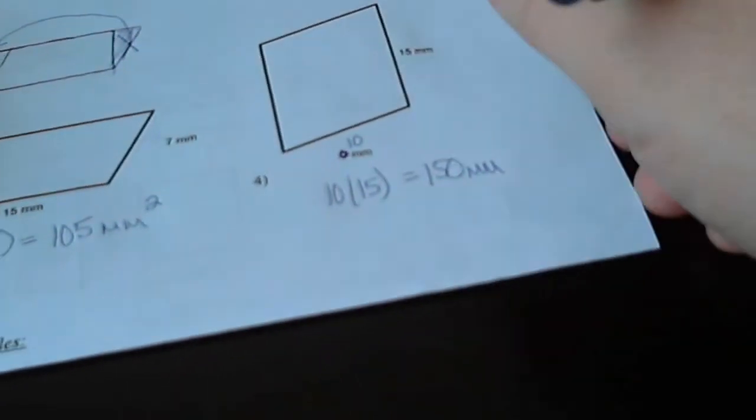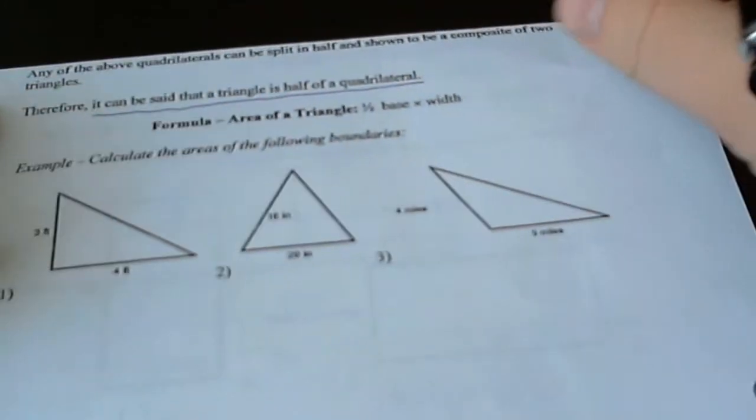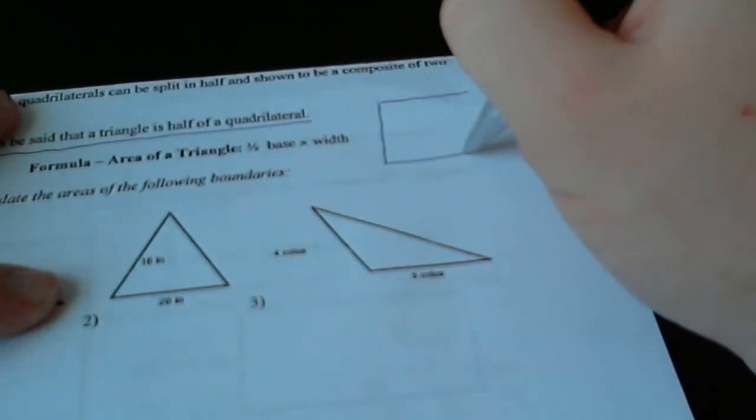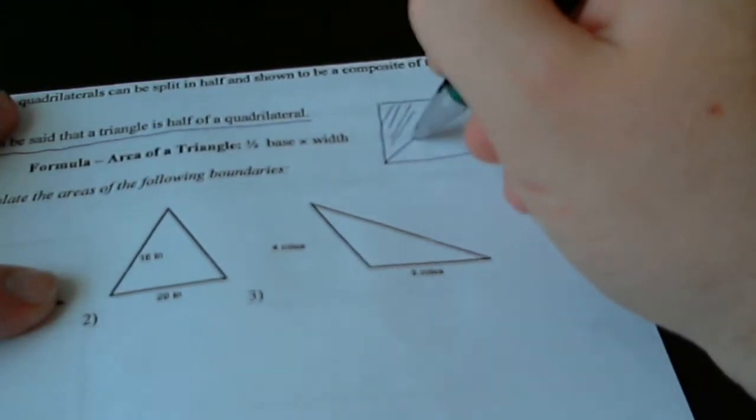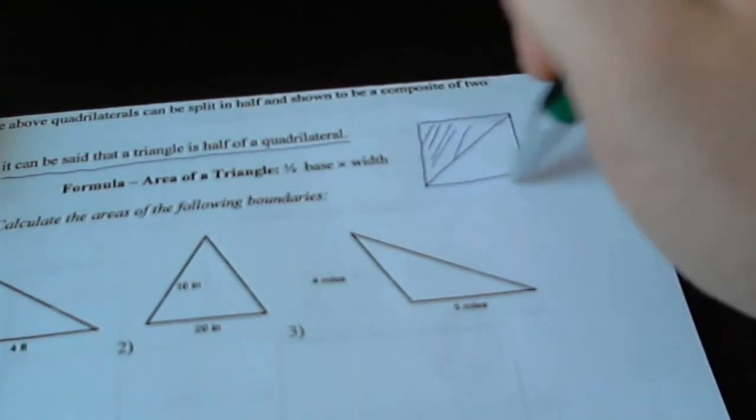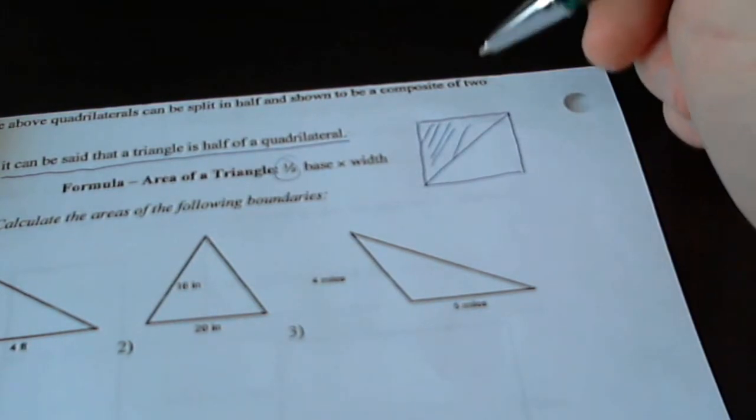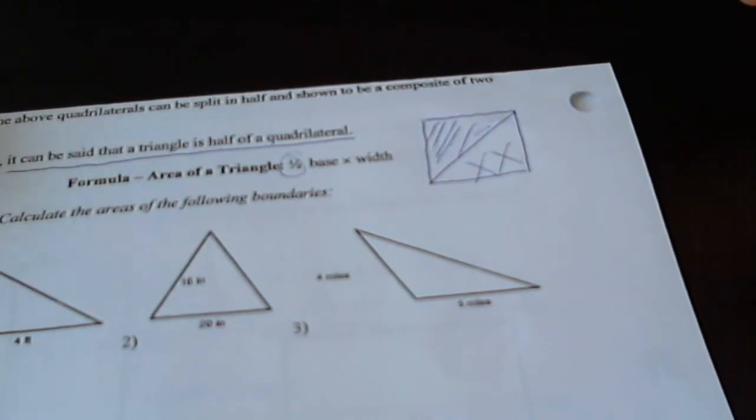Okay? Moving on. Areas of triangles. Now, triangles can be thought of as half quadrilaterals, because all the quadrilaterals we just worked with, here's a good example right here. Here's one of the quadrilaterals we just worked with. This is a rectangle or a square. Look, you can cut them in half and make triangles. Well, the formula for the area of a triangle is base times width, or length times width, times 1/2. We need the 1/2 because, look, we only have half of the area.